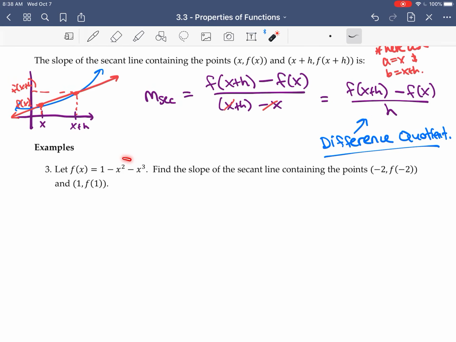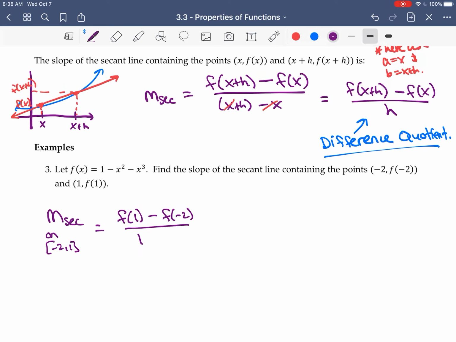We have the same function as we just had before, and we want the slope of the secant line that connects these 2 points. I'm going to call that m sec, on the interval from negative 2 to 1. So it's going to be the difference in the y values: f of 1 minus f of negative 2 over 1 minus negative 2.